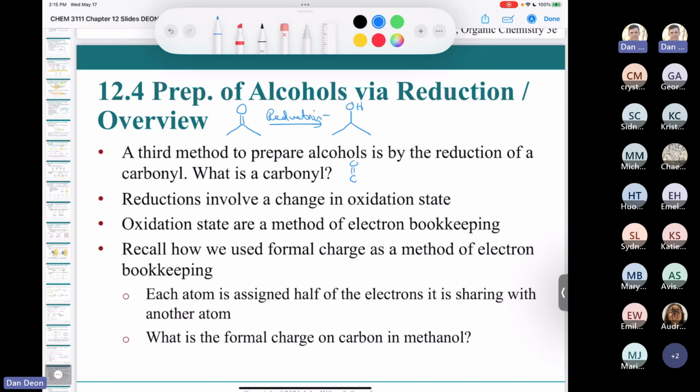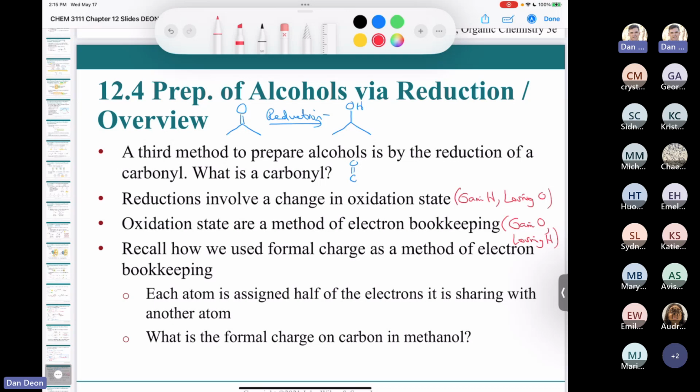Now, the way that I teach oxidation and reduction in nursing chemistry is we say that a reduction is gaining hydrogens or losing oxygens, and then oxidation is gaining oxygen or losing hydrogens, or some combination of those. However, in this class, what we're going to do is we're going to look at actually evaluating the oxidation state of the carbon.